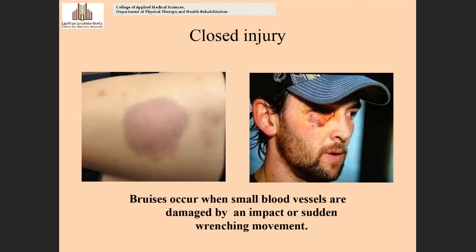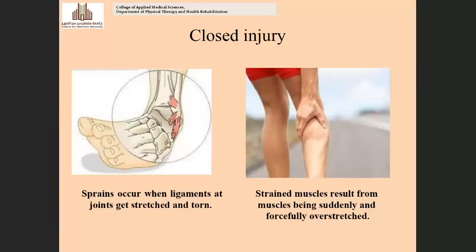And in the closed injuries, you can see the area is closed, but bruises occur when small blood vessels are damaged by an impact or sudden wrenching movement, right? Inside there is no bleeding at all, but still there is a rupture of blood vessels inside the skin, which may lead to local hematoma formation. You can see the area involved becomes red in color, right? So you can say it's a closed injury. These are some of the examples for open injuries and closed injuries in the sports injury category.